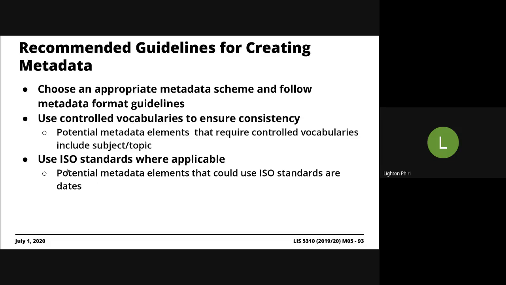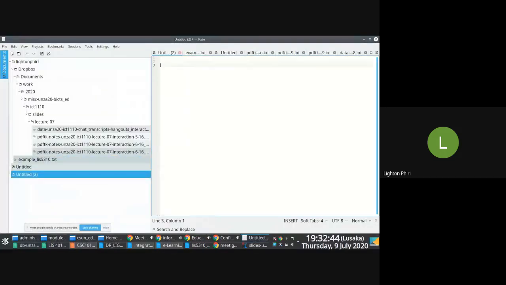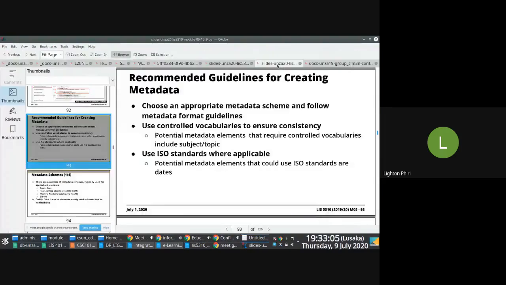Something else we want to do is ensure as much as possible that you're using recognized standards, ISO standards. So don't just randomly say, if we're ingesting an object right now, we'll write our date like July 9, 2020, or AUL 2020. Use a recognized ISO standard, right? And you can easily figure out what these ISO standards are by just looking up the standards.